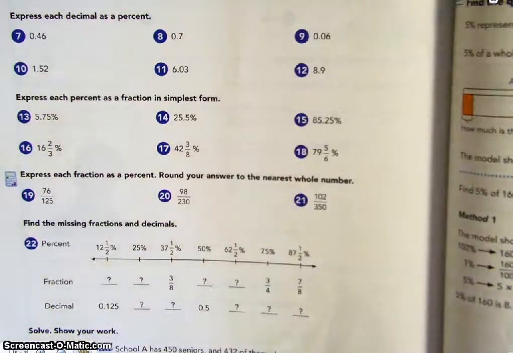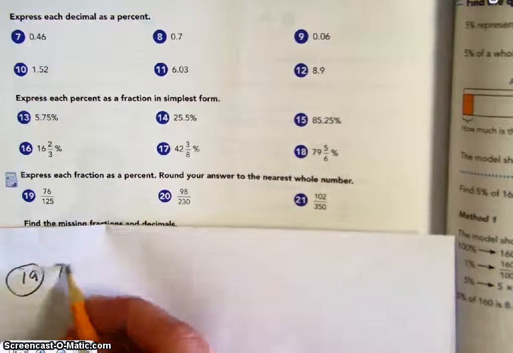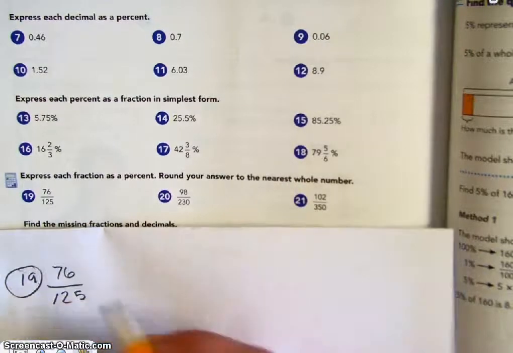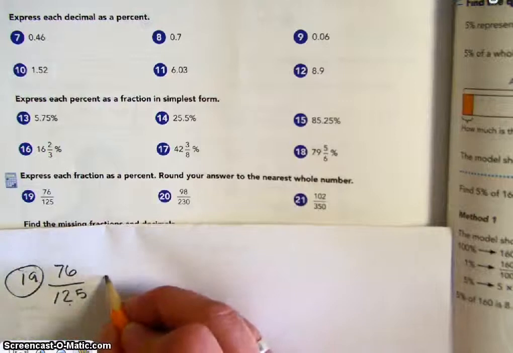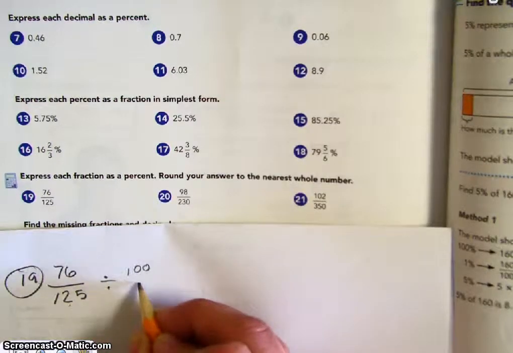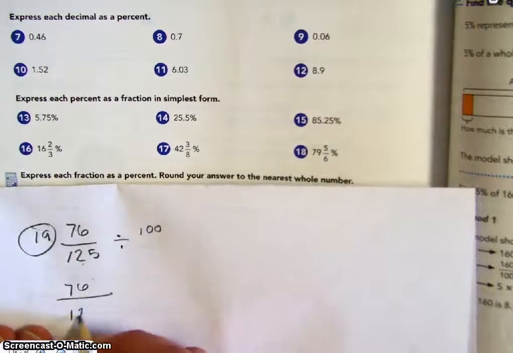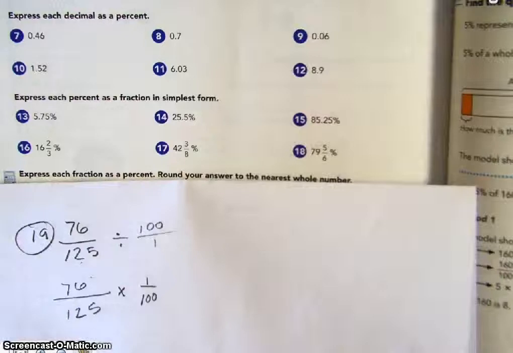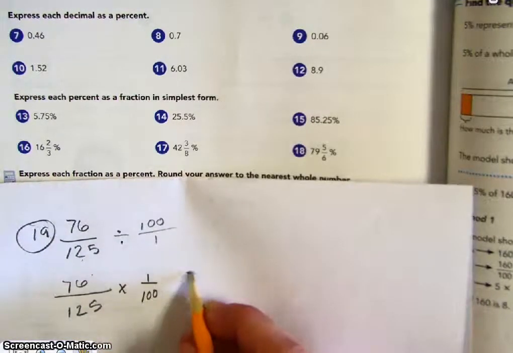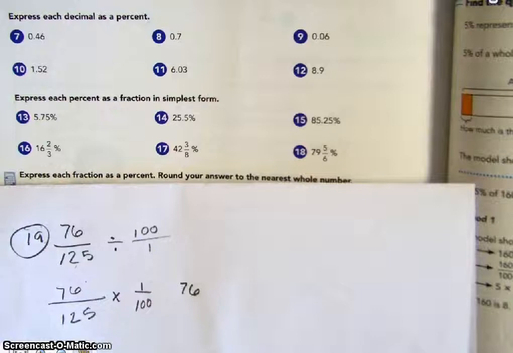So let me fold my paper in half so that I'm not covering up your answers here. So we're going to do number 19. And number 19 is 76 over 125. And if we're doing 76 over 125, we are going to divide that by 100, which just means we're going to take the reciprocal, and 76 over 125 times the reciprocal would be 1 over 100, because this is just like 100 over 1. And then if I do my math straight across, it would be 76 and 125. Excuse me, you guys are going to really have to bear with my voice here.